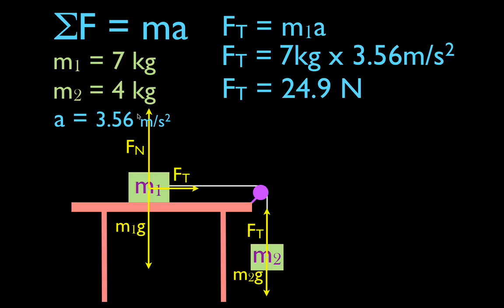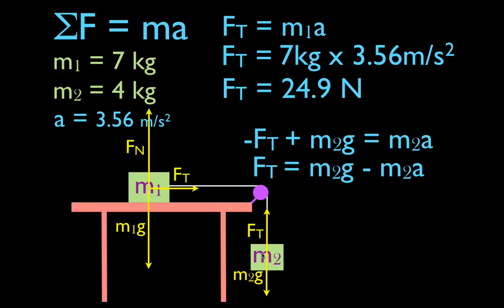Now you can check your whole problem, because you're going to use your acceleration. We can apply Newton's second law to the second mass. In this case, it's minus Ft plus m2g equals m2a. Those are the two forces that are acting on m2. Remember, we're applying Newton's second law just to mass number 2. We're going to rearrange the equation to solve for the tension force. We're going to move m2g to the other side, multiply the whole equation by -1, and we get that the tension force is equal to m2g minus m2a.